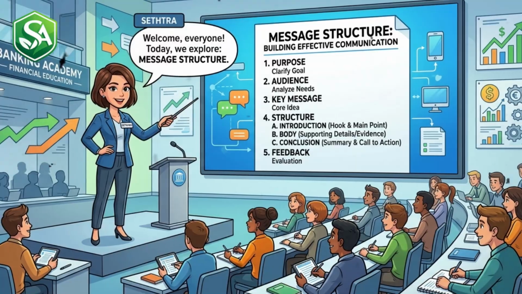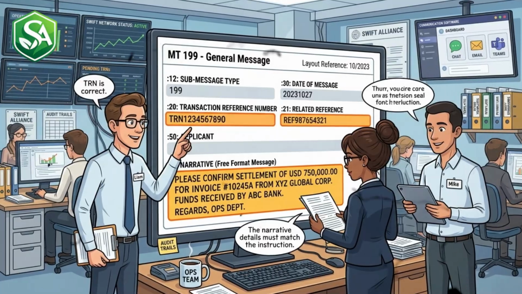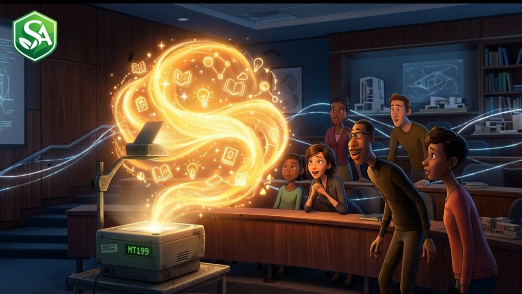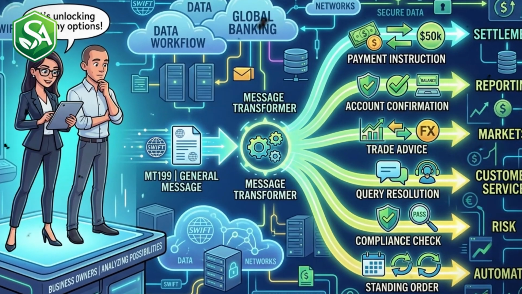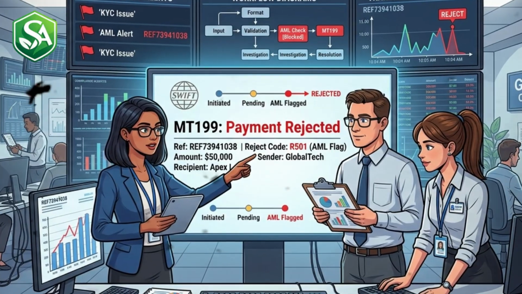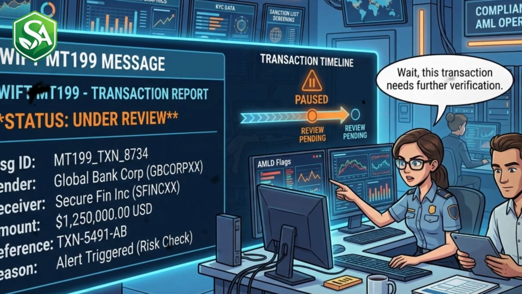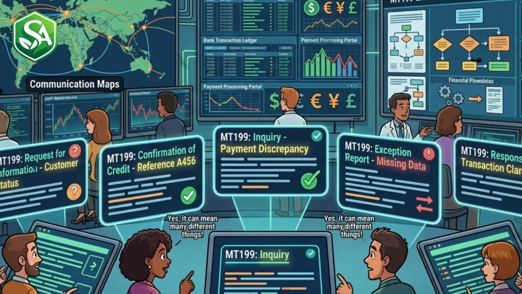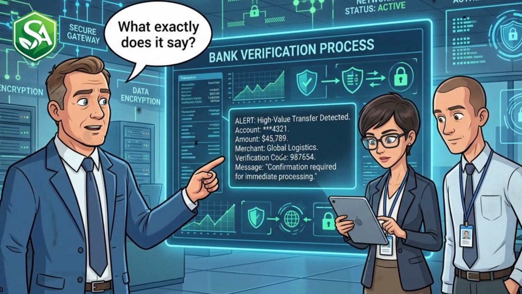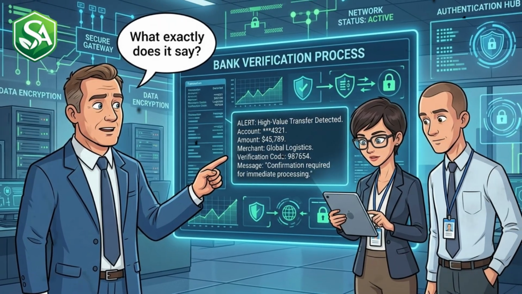Now, let's talk about the structure. A typical MT199 contains a transaction reference and a narrative field. The narrative field is where the actual message content appears. That narrative matters more than the code. Because MT199 can say many different things. It can say payment confirmed. It can say payment rejected. It can say information required. It can say charges applied. It can say transaction under review. It can say almost any relevant free format information. So when someone says, "I have MT199," your answer should be, "What exactly does it say, and can your bank verify it inside the SWIFT system?"